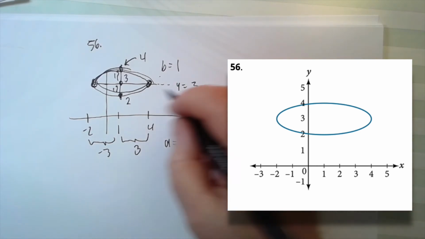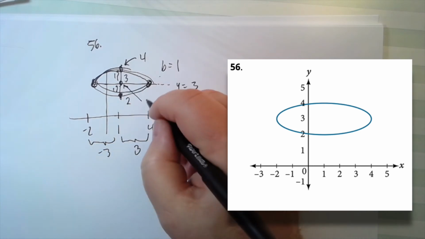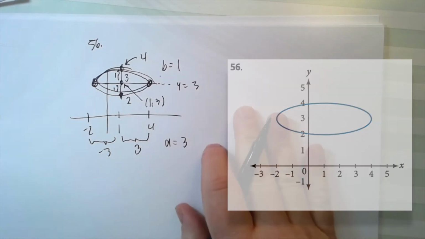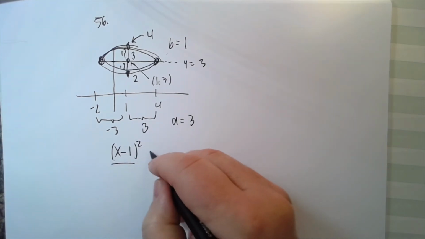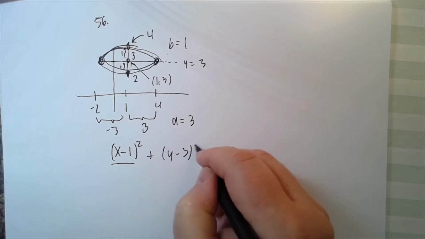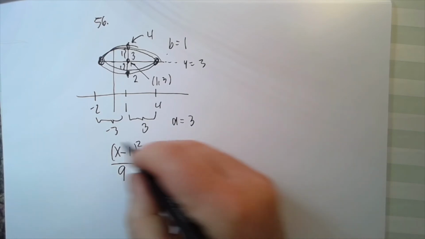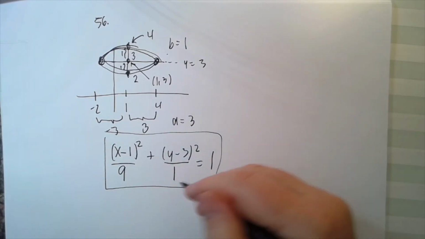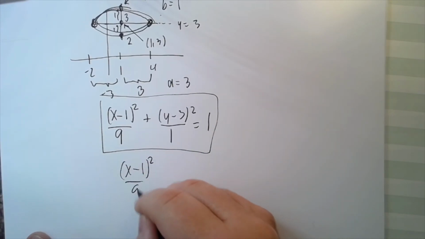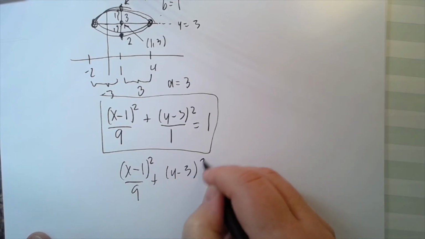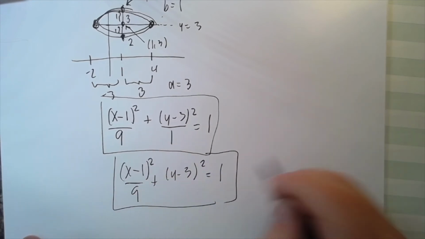Now that makes our center at the point 1, 3, right? Go over 1 up 3. So our center's at 1, 3. Okay, so I can write the equation like this: x minus 1 squared plus y minus 3 squared, A squared is 9, B squared is 1, equals 1. And I have the equation of my ellipse. Now I don't need to write the 1 there, so really I could write it like this, which is probably better, because really, why would I divide by 1? So this is probably the better way to write it.